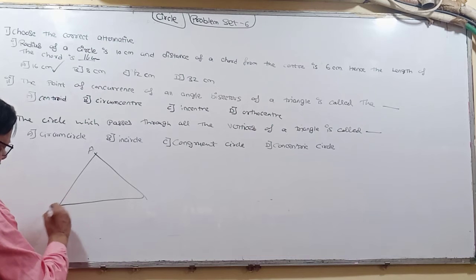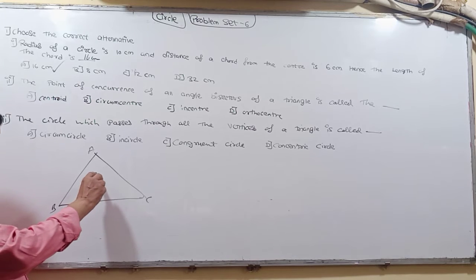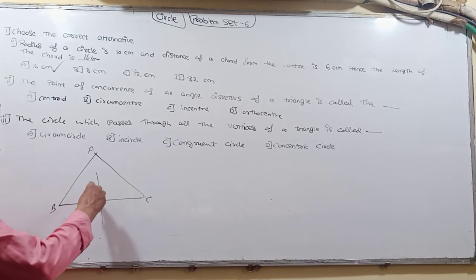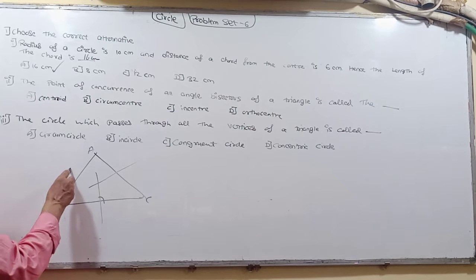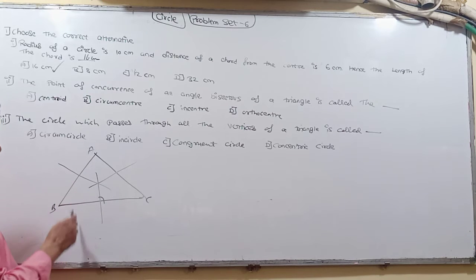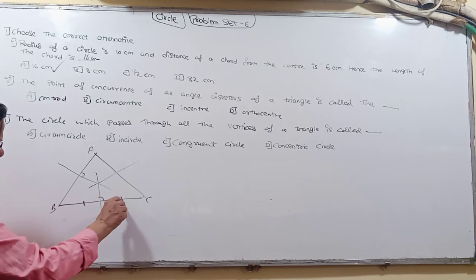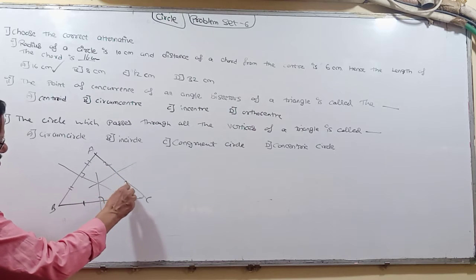ABC, it's a triangle. If I draw a perpendicular bisector of BC and a perpendicular bisector of AC and a perpendicular bisector of AB, all the three perpendicular bisectors. Do you know what a perpendicular is? Perpendicular as well as bisector. This is equal to this, and this is equal to this, and this is equal to this.